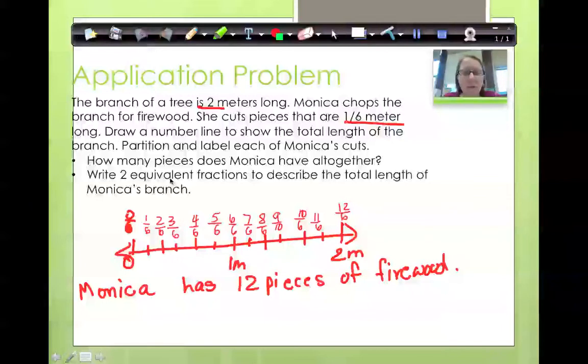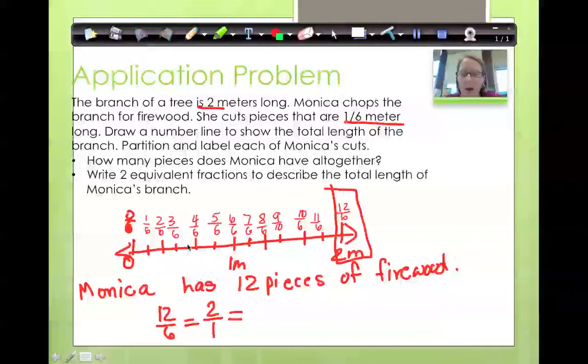Now write 2 equivalent fractions to describe the total length of Monica's branch. Okay, so they want 2 fractions to describe the total length. Well, we can do 12/6, right? We're going to say they're equal. What other fractions would equal 12/6? Well, how do we get 2? We could do 2 wholes. 2 1-whole pieces. Okay, is there anything else we can do?